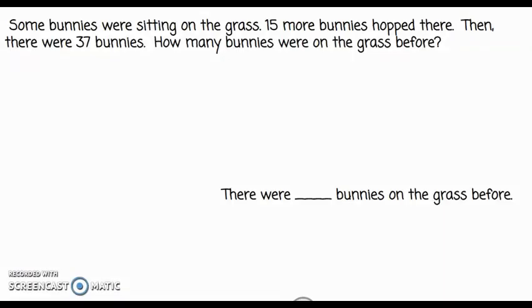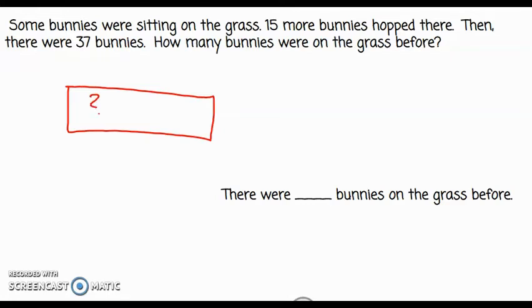Let's look at another type of problem. Some bunnies were sitting on the grass. 15 more bunnies hopped there. Then there were 37 bunnies. How many bunnies were on the grass before? Now, this is a slightly different type of problem because we're starting with an unknown. We don't know how many bunnies were first sitting on the grass, but we can still represent it using a tape diagram. So I'm going to start with my tape diagram.